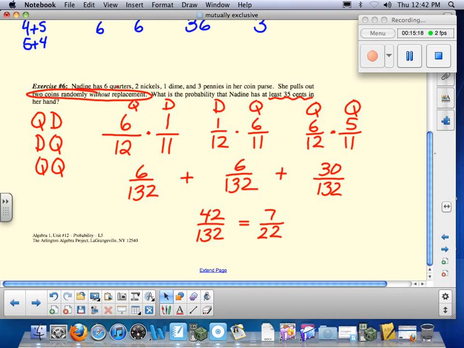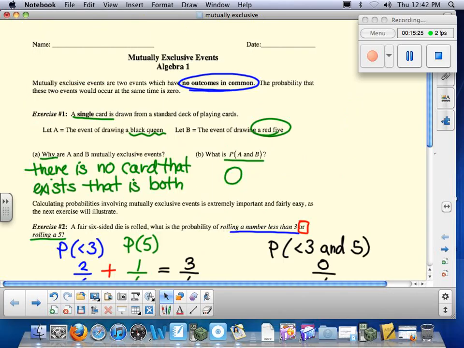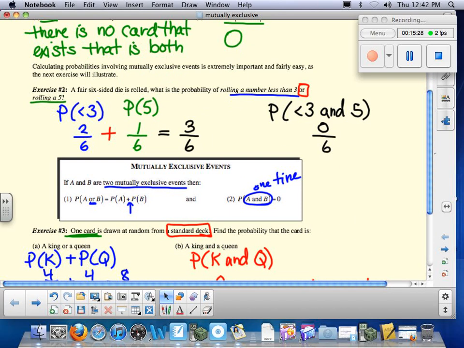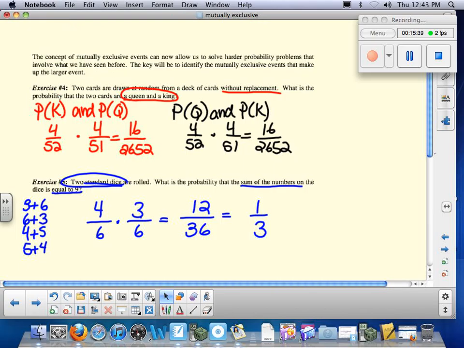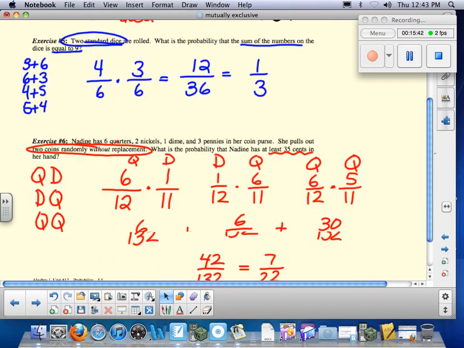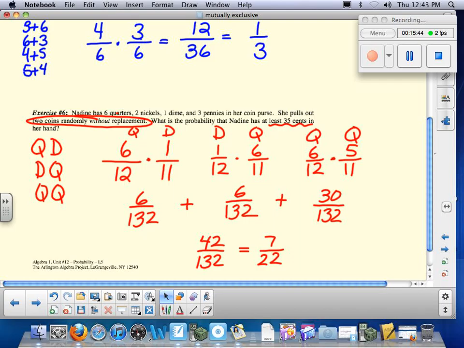On your homework, questions 1, 2, and 3, very straightforward, like example number 2 in our notes. Questions 4 and 5 get into that without replacement, with replacement kind of thing. So more like example number 6 in your notes. Which one is like that, 5? 4 and 5 are more like number 6 that we just finished.